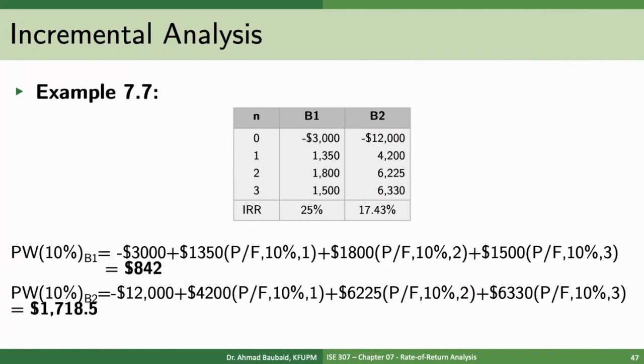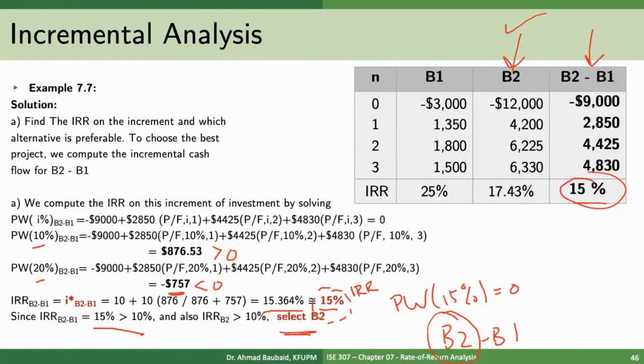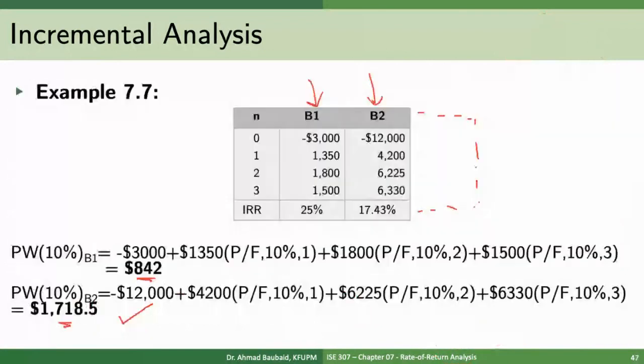This is also showing you that if you use the present worth criterion, so if you ignore this incremental business and you go back to chapter 5, how do we compare two investments? Well, you just compute the present worths of those two investments. And if you do that, you get 842 for project B1 and 1718.5 for project B2. Obviously, I choose the one with the higher net present worth, which is project B2. So what we've just found using this incremental analysis and the internal rates of return is consistent with the present worth approach, which is nice.